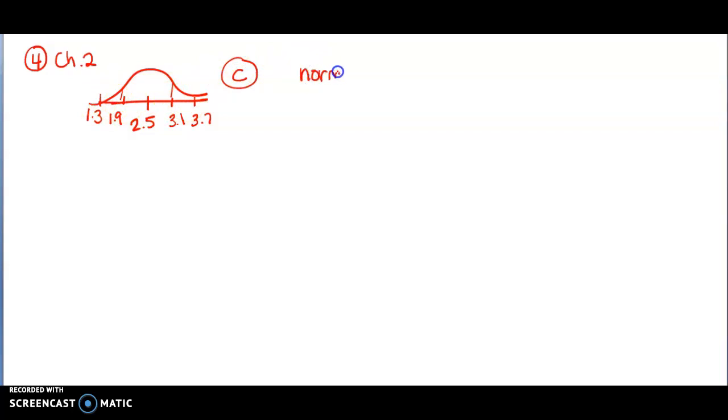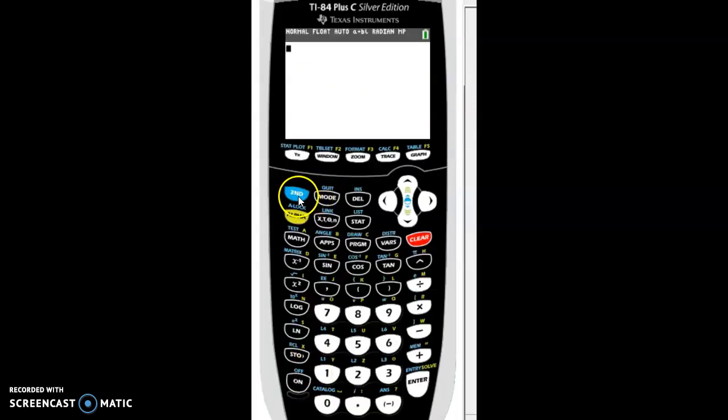So I would actually use the normal CDF button on my calculator. That's second vars, normal CDF, which is number 2. Then I can type in each of those values. Letter A is 0.7 up to 3.1. Oops, I need to change my mean. My mean was 2.5 and my standard deviation was 0.6. And it's looking up that Z table for you. That's too big. So again, I can repeat that by doing second vars, going to normal CDF.